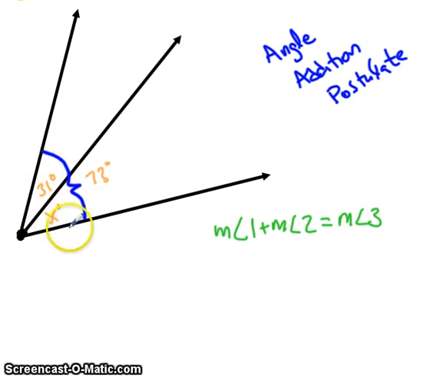So you could take this information and say, oh, well, I know that when I add x to 31, I have to get 73, and now you've got an equation you can solve. So you're going to be using the angle addition postulate to help you write equations to solve for missing pieces of information.